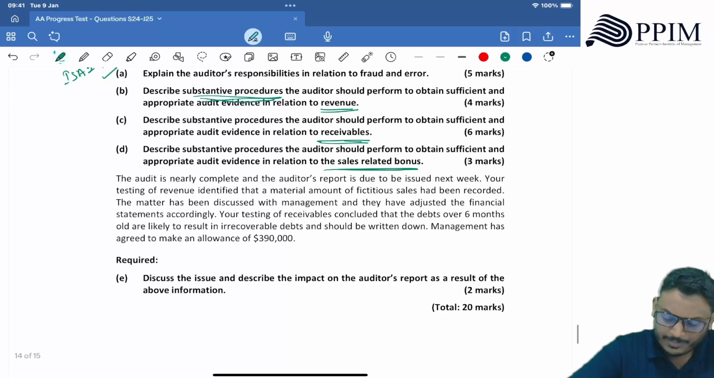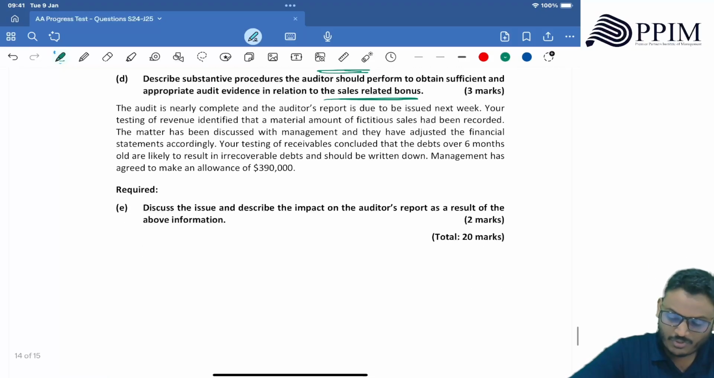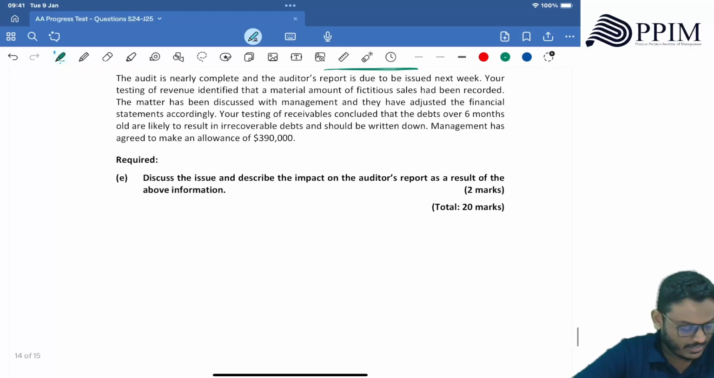The audit is nearly complete and the audit report is due to be signed next week. So we are in the active duty period. Your testing of revenue identified a material amount of fictitious sales. Fictitious sales means it's a manipulation of the financial statements. The matter has been discussed with management and they have adjusted the financial statements accordingly. Your testing of receivables concluded that debts over 6 months old are likely irrecoverable and should be written down. Management has agreed to make an allowance of 390,000.